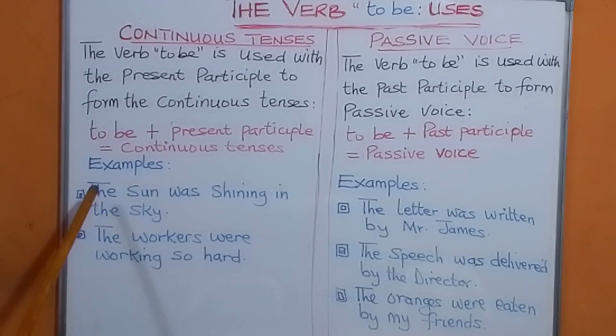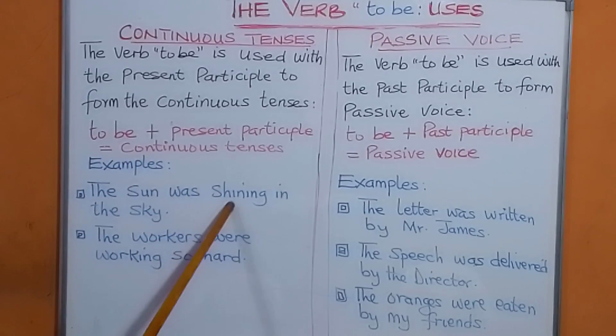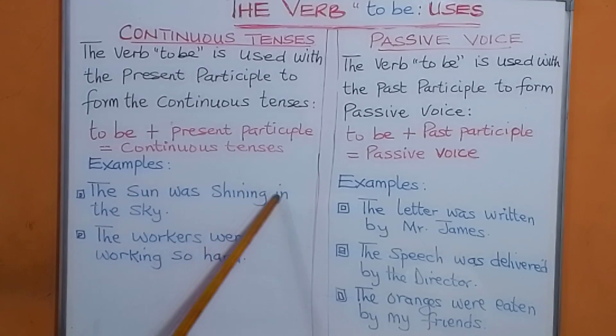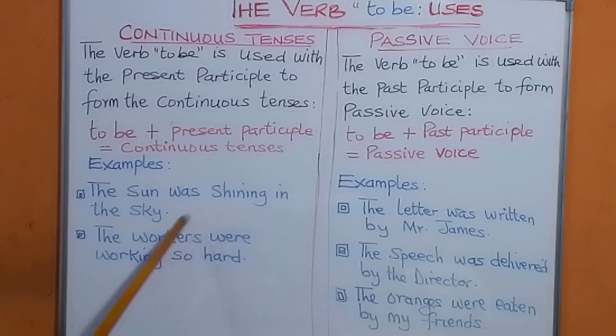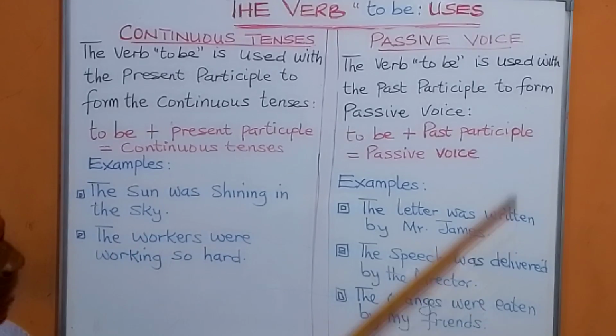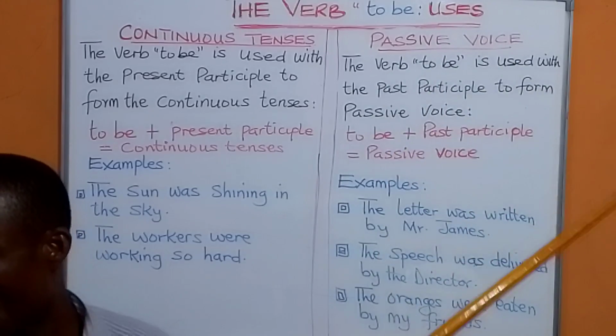For example, the sun was shining in the sky. You see that? The workers were working so hard. So, you see, verb to be plus present participle, we can form continuous tenses. Now, let's look at passive voice.